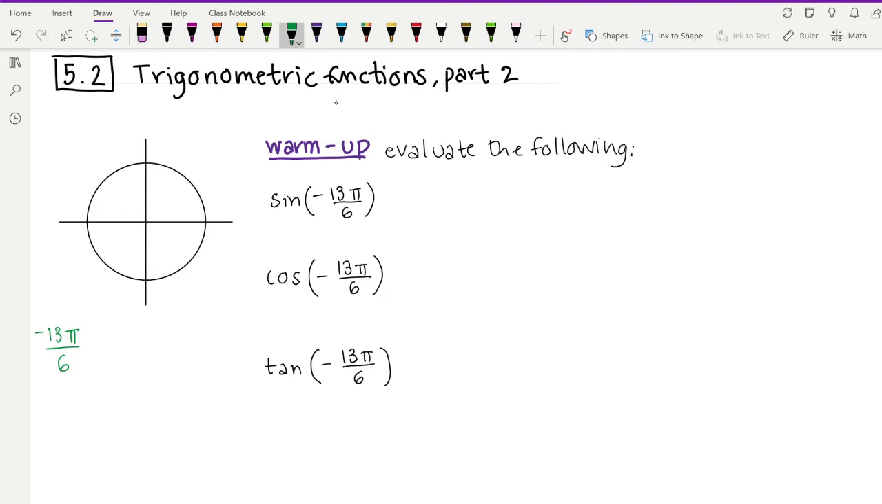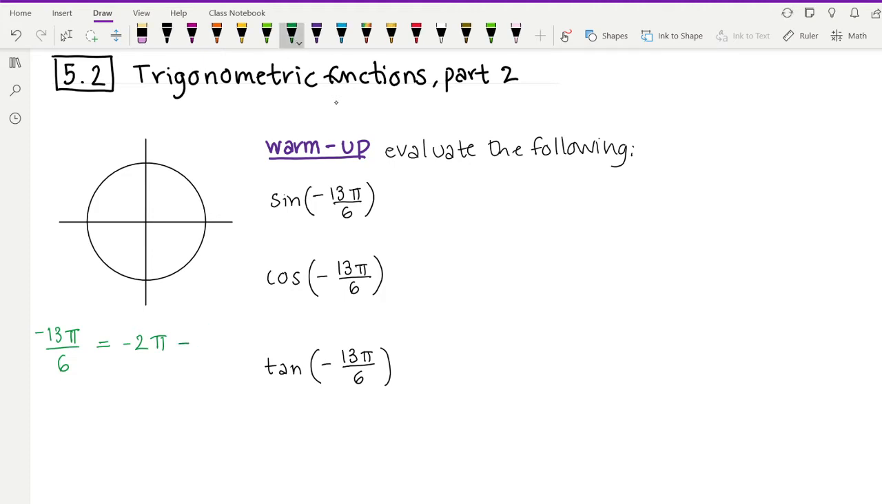Okay, so our angle is negative 13 pi over 6. We can already tell that this angle is not going to be between 0 and 2 pi because it's negative. But it's more negative than negative 2 pi, right? Negative 2 pi would be negative 12 pi over 6. So negative 13 pi over 6 is definitely more negative. And so probably the best way to tackle this angle is to figure out that it's going to be negative 2 pi minus some additional angle.